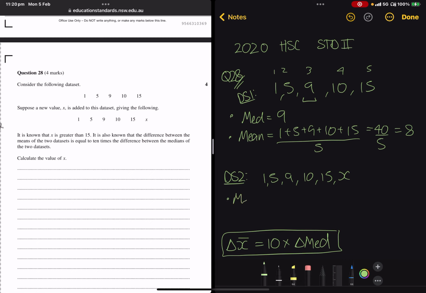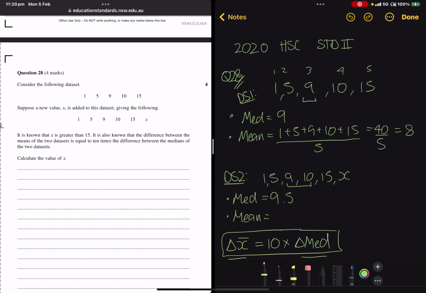So in this case, the median will be the average of the two scores in the middle. This is 9.5. The mean, however, can't be found because there's a missing score. But we have conveniently been told the difference between the means is 10 times the difference between the medians. This median is 9.5, this is 9. The difference between the medians is 0.5.